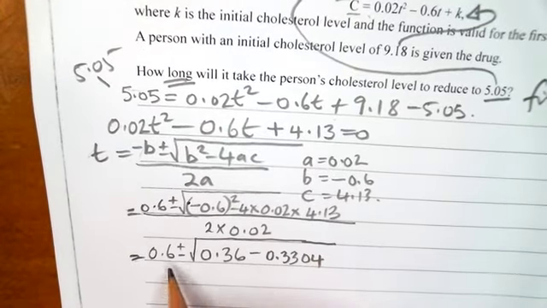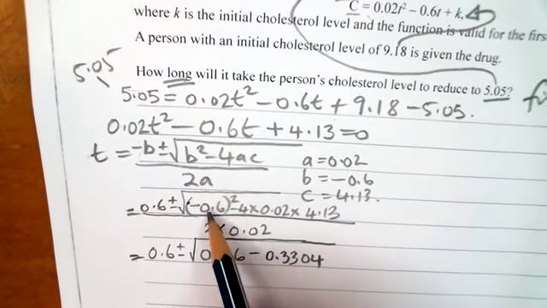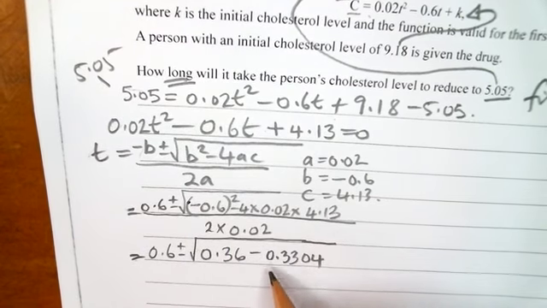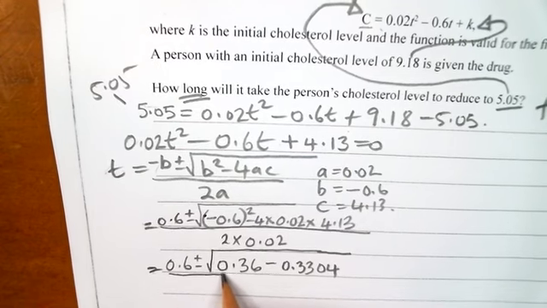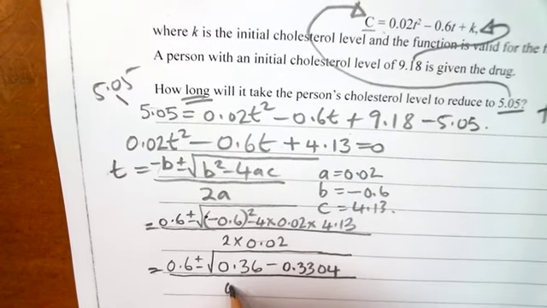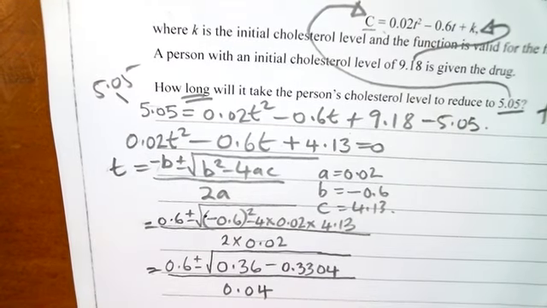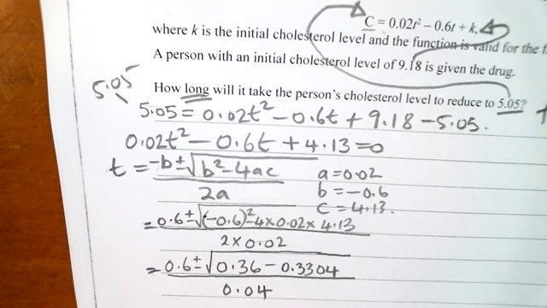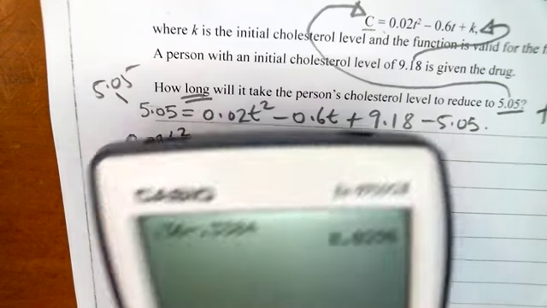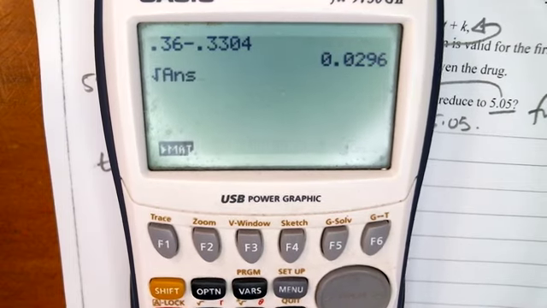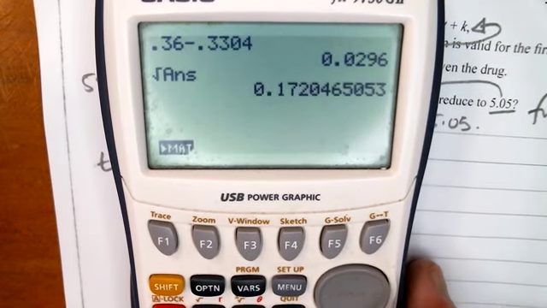Sorry, I didn't see that. So I've just typed in 0.6 squared, which is going to be 0.36, and all this thing here is going to be 0.3304, and it's going to be divided by 2 lots of 0.02, which is 0.04. All right, so let's just go ahead and do this bit now. So I put 0.36 minus 0.3304, and I get that. I'm just going to find the square root of that, and I get something really nasty.